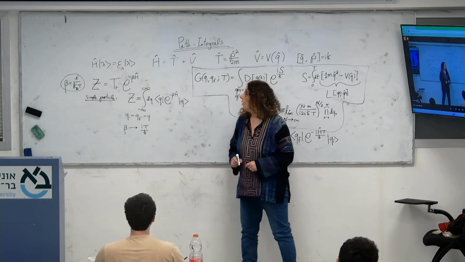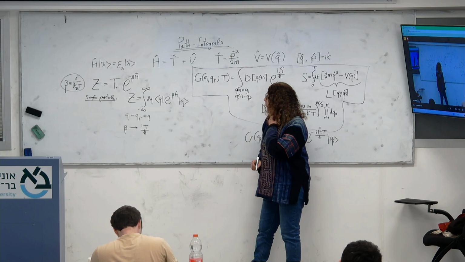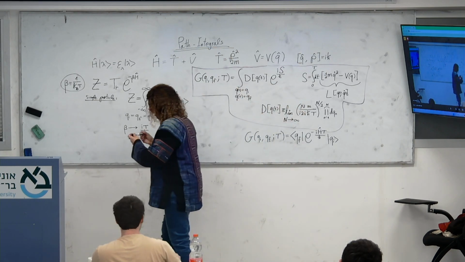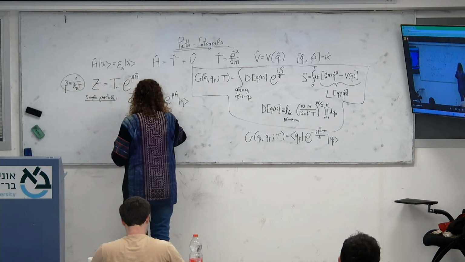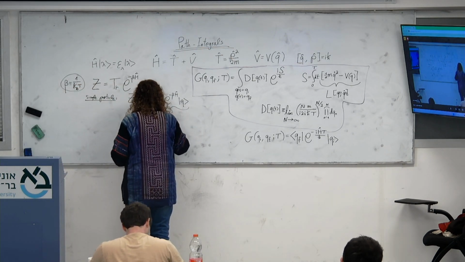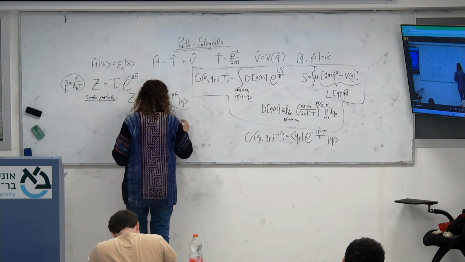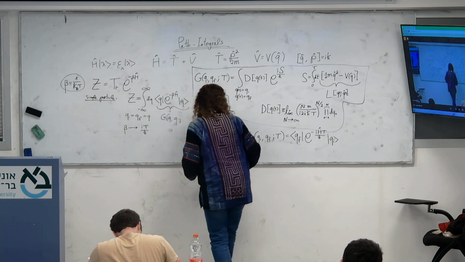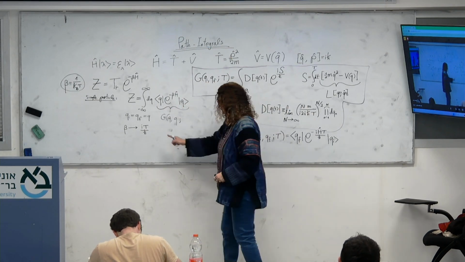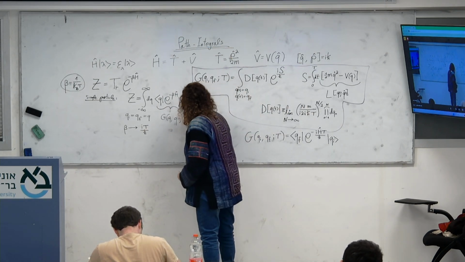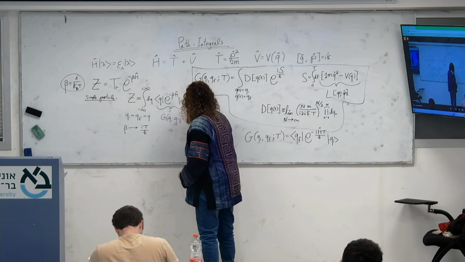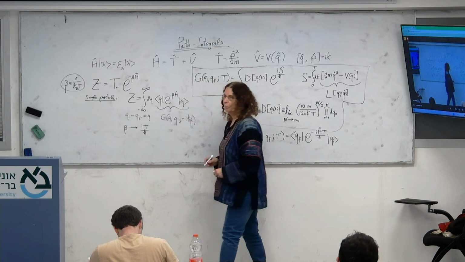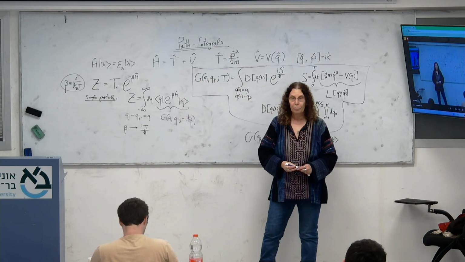Okay. Then this expression is nothing but g of q, and instead of capital T, I write minus i h bar beta. Okay?